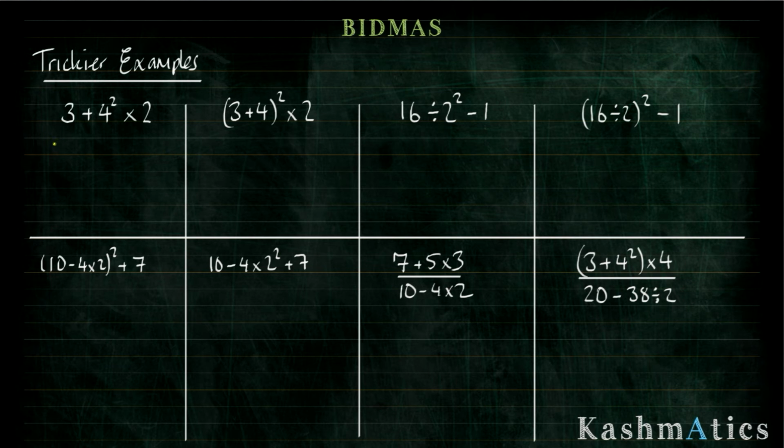Are there any brackets? No, there aren't. Are there any indices? Yes, there is one. Okay, and that's this one here. So that's what I'm going to do first. So it's 3 plus whatever 4 squared is, which is 16, multiplied by 2.